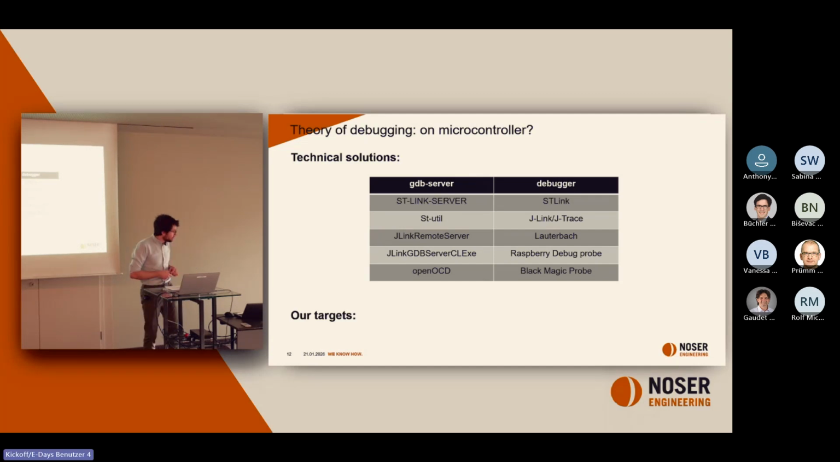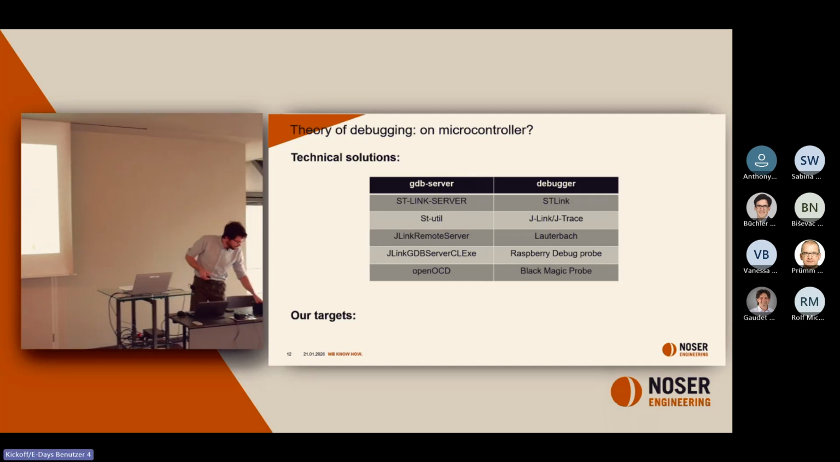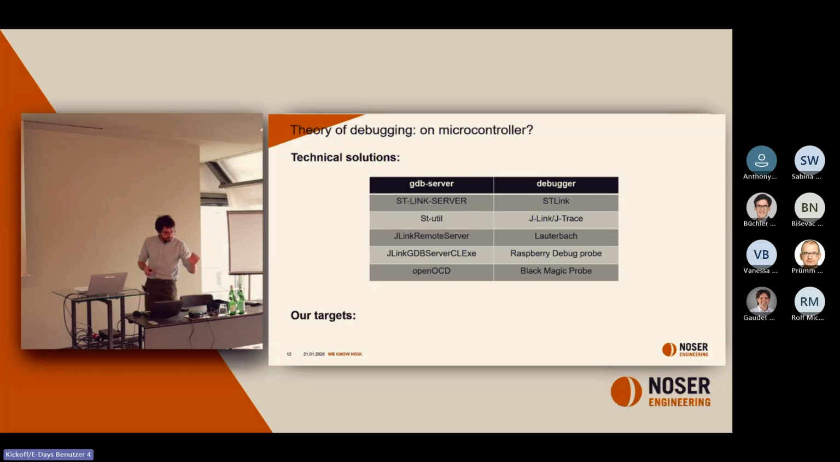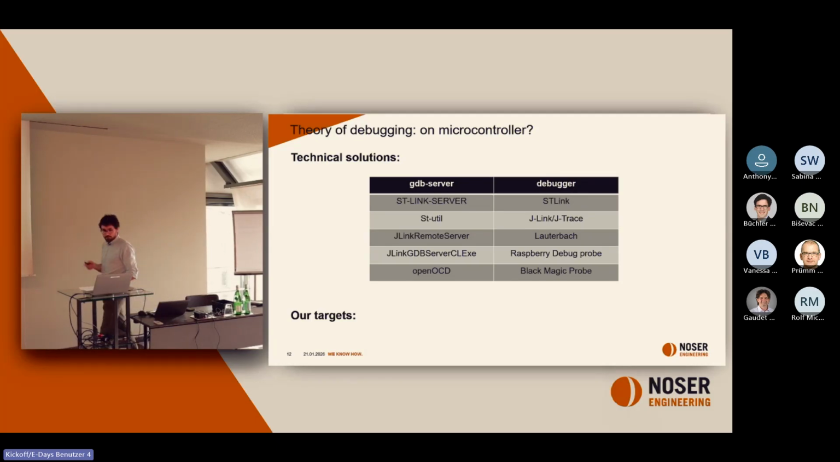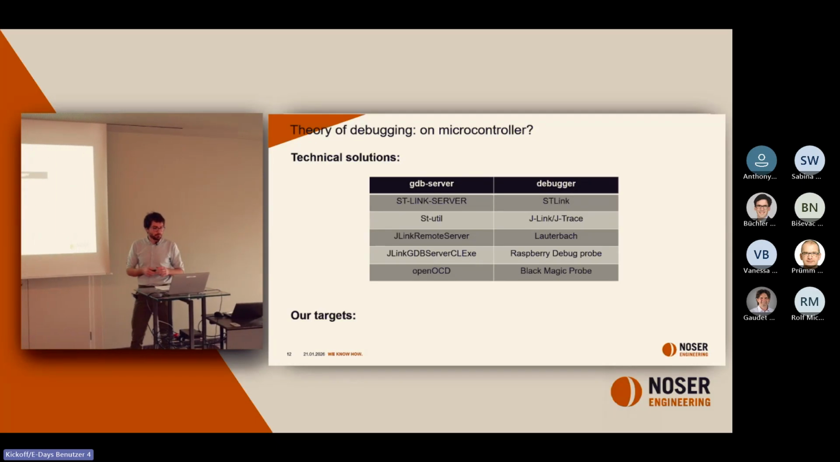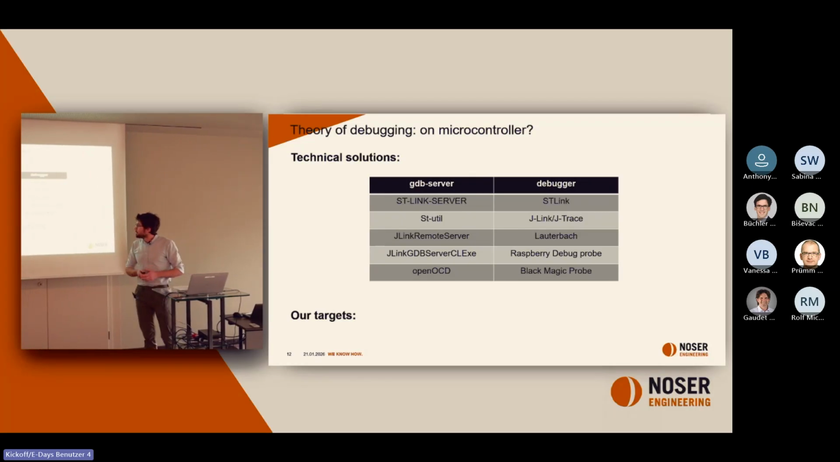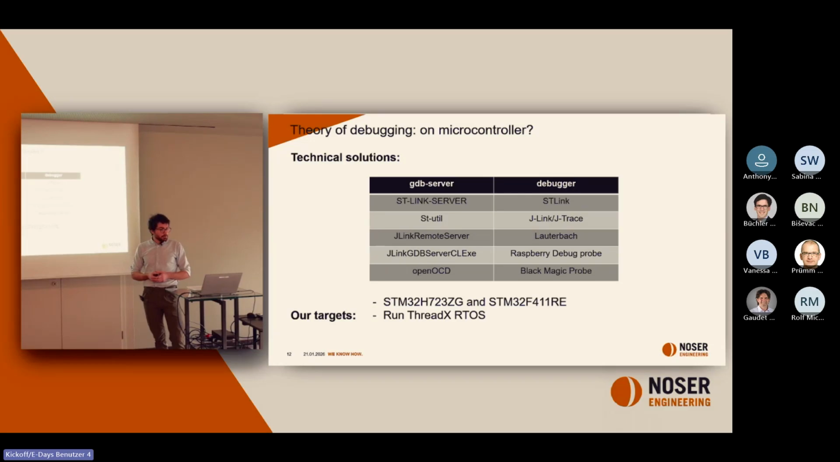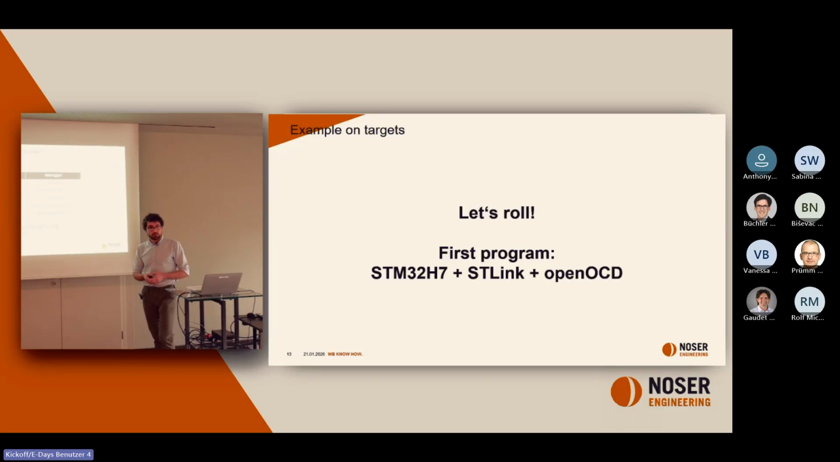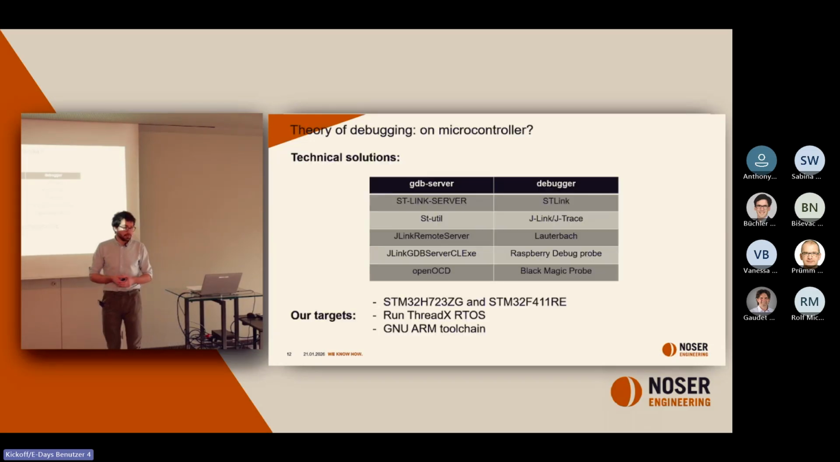We have 2 targets that I brought today, an STM32H7 and an STM32F4, which means we have a Cortex-M7 and a Cortex-M4. Sorry, German sometimes gets a bit mixed. So those are our 2 targets, and the aim is to run a ThreadX real-time OS on them, and we will use the GNU Arm toolchain for that. Any questions? Anything unclear?